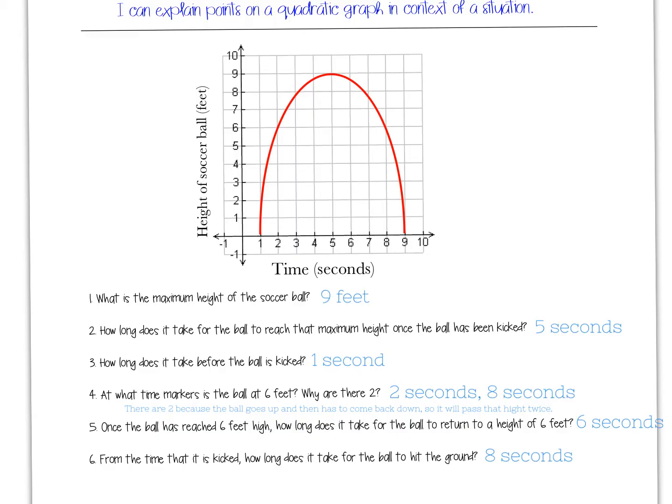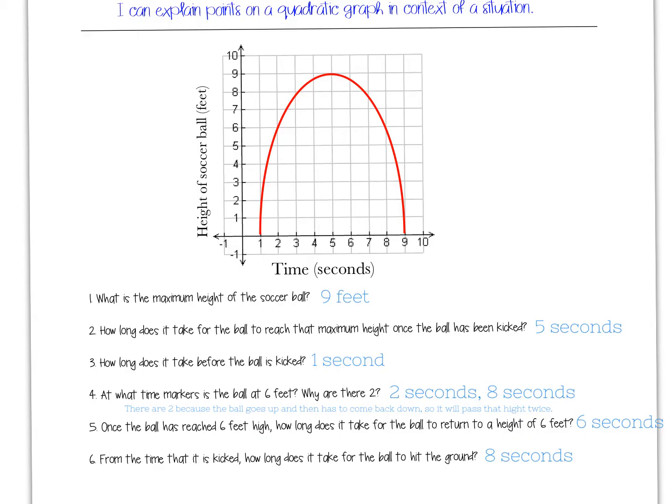Alright, so hopefully you were able to analyze the graph and see that a lot of the questions on the first slide are now in context, but they're the same answers. So the maximum height is 9 feet. I can see the ball goes up and comes back down. And how long does it take? It takes 5 seconds. So when it's at 9 feet high, that corresponds with 5 seconds. How long does it take before the ball is kicked? So time is 0, and the ball doesn't start moving or ascending until I get to 1 second.